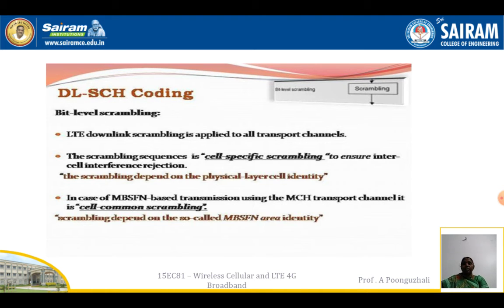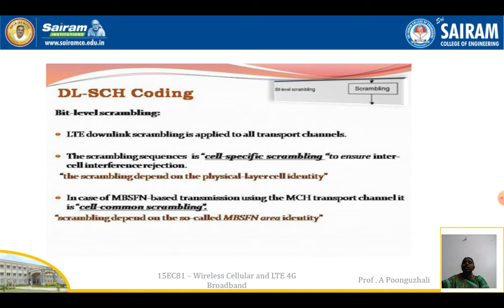Next is bit level scrambling itself. LTE downlink scrambling is applied to all the transport channels. The scrambling sequences are cell specific, to ensure intercell interference rejection. By improving the processing gain, you eliminate the intercell interference. So the scrambling depends on the physical layer cell identity. In the case of multicast broadcast single frequency network based transmission, it uses the multicast transport channel.